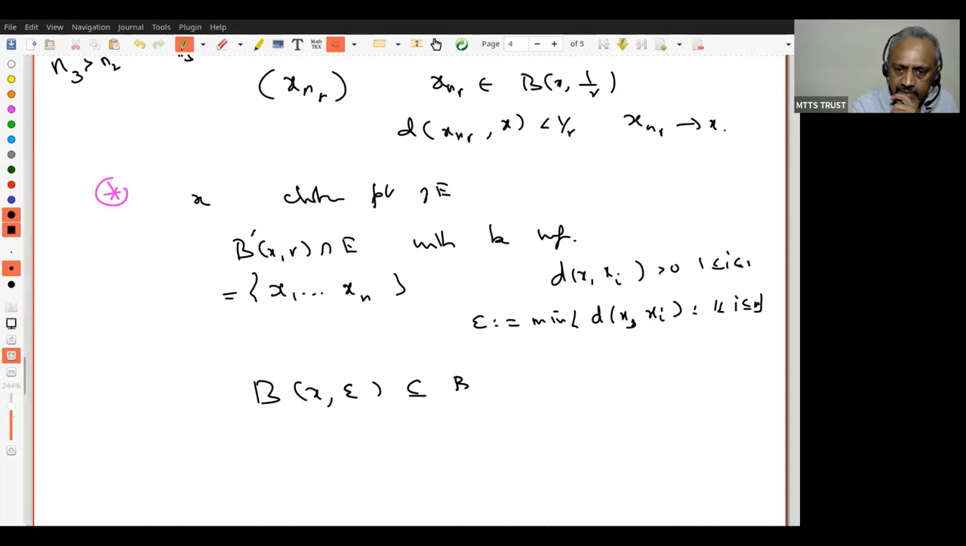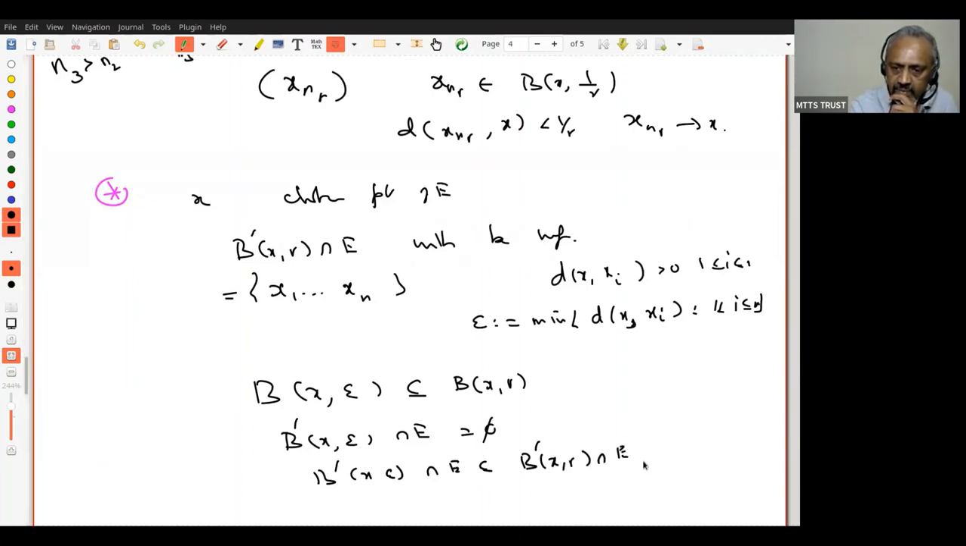This is a subset of B(x, r), right? And what do I know about B'(x, epsilon) intersection E? This must be empty, because B'(x, epsilon) intersection E is a subset of B'(x, r) intersection E, but this is equal to {x1, ..., xn}. You understand that? Right. But none of these elements x1, x2, ..., xn can be here, because the distance between any xi and x is less than epsilon, but epsilon is less than this.